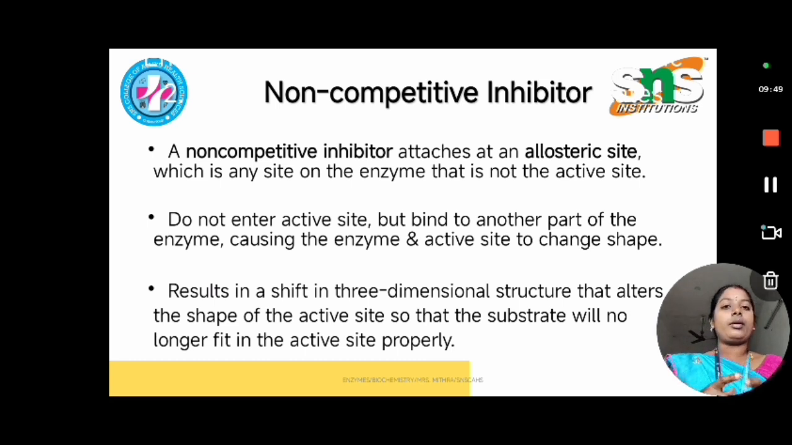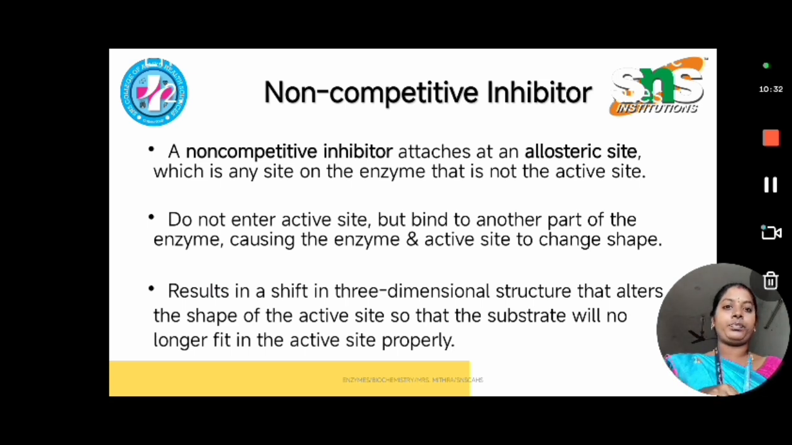Coming to the definition, a non-competitive inhibitor attaches to an allosteric site, which is any site of the enzyme that is not the active site, because the enzyme has several parts other than the active site. So the non-competitive inhibitor binds with other parts of the enzyme. It does not enter the active site but binds to another part of the enzyme, so that the enzyme shape is changed, and the active site can also be changed, and it is very difficult for the substrate to identify the active site of the enzyme.